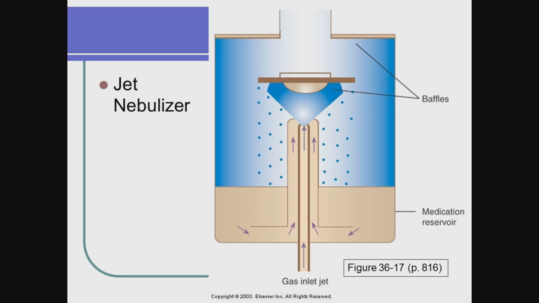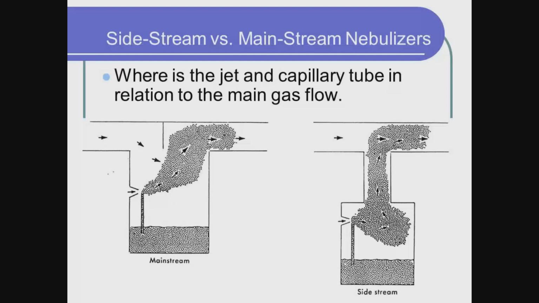A typical jet nebulizer works under that principle. Notice here I have a baffling mechanism, something that's going to take those particles that are created and make them smaller. The larger particles will fall back into the medication reservoir, and the smaller ones then continue onward. Technically, it can be a mainstream versus a side stream. For our purposes, we're not going to worry that much about the distinction between the two. Just recognize the nebulizer can be placed into the flow of gas, or the flow of gas can be passing through it. There are two different approaches.